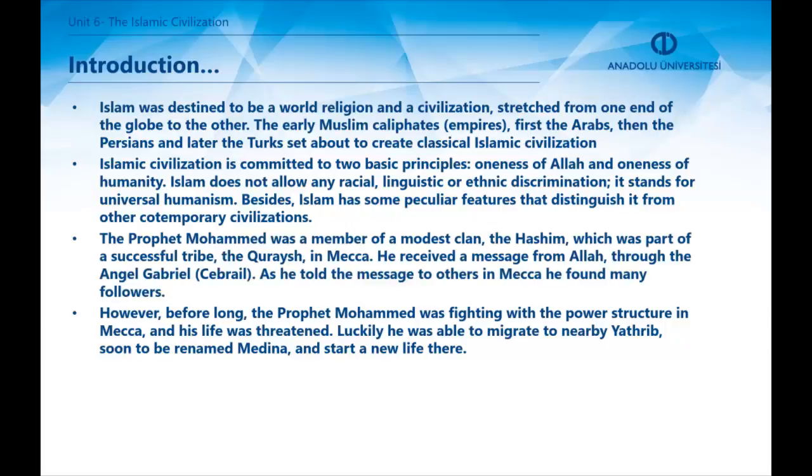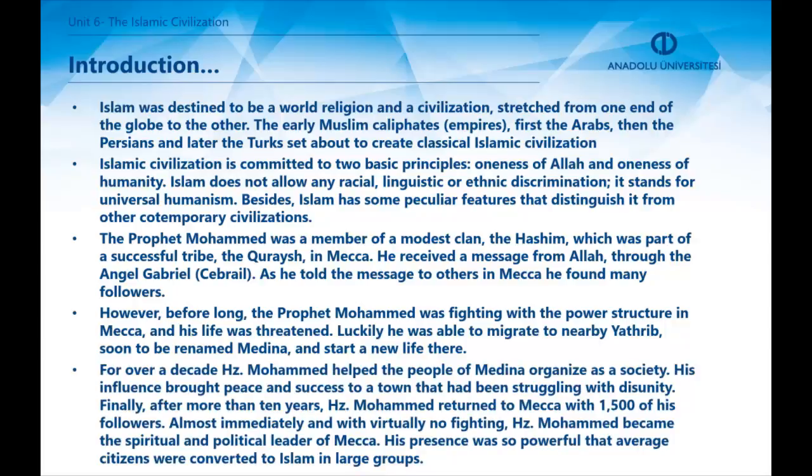Thirdly, the Prophet Muhammad was a member of a modest clan, the Hashim, which was part of a successful tribe, the Quraysh, in Mecca. He received a message from Allah through the angel Jibreel. As he told the message to others in Mecca, he found many followers. However, before long, the Prophet Muhammad was fighting with the power structure in Mecca, and his life was threatened. Luckily, he was able to migrate to nearby Yathrib, soon to be renamed Medina, and start a new life there.